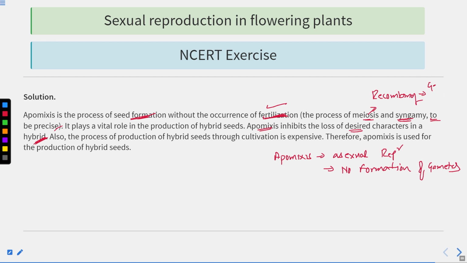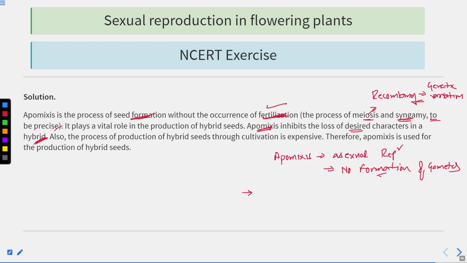So what happens during meiosis? There is recombination and there is independent assortment. Whenever there is independent assortment, this will lead to the segregation of the characters. So it might happen that in the progeny, there will be no desirable characteristic that we have selected. But during apomixis, what is happening?